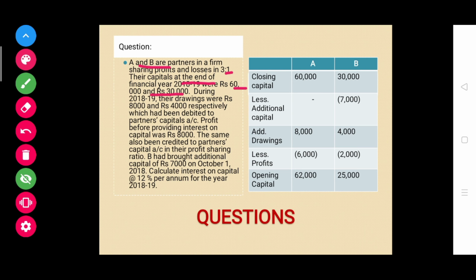So first what we need to do, we need to calculate opening capital, and for that what was the formula? Closing capital less additional capital plus drawings less profits. So we have to apply this formula and get opening capital first. So in the question, how much closing capital is given? 60,000 for A and 30,000 for B. Their drawings are given. We can put it in the formula. Drawings will be added, 8,000 and 4,000 respectively. Then profits are given, rupees 8,000.